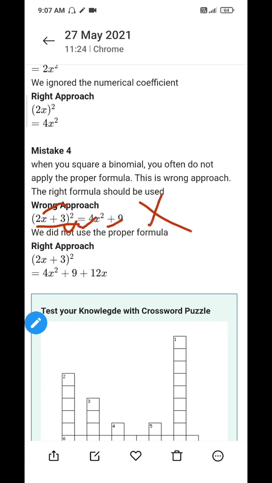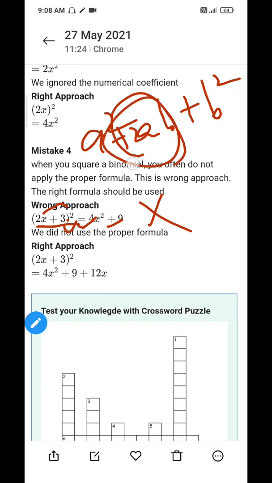This is utterly wrong. This is totally wrong, because (2x plus 3) the whole squared holds an identity. It's actually an identity, (a plus b) the whole squared. So you must use that identity only. In (a plus b) the whole squared, there is not only a squared and b squared, there is a 2ab also. So this one many students forget.